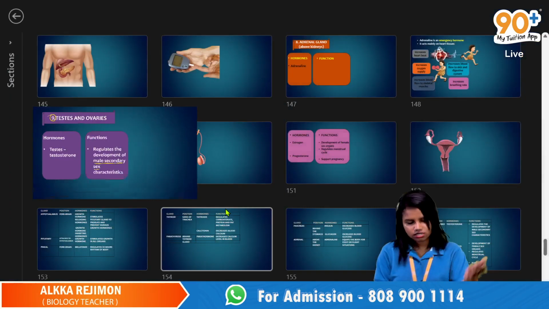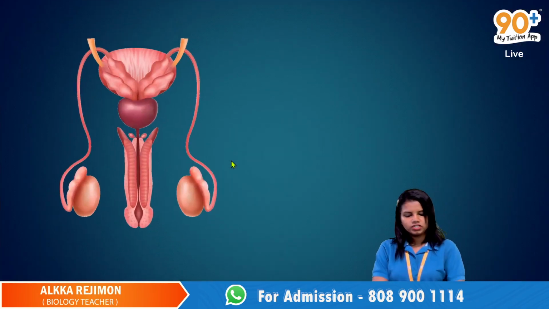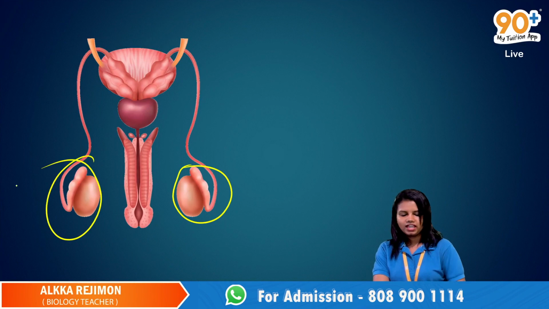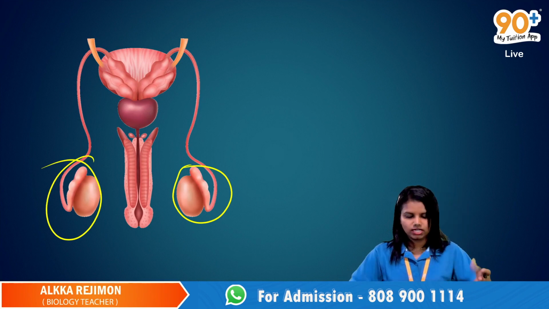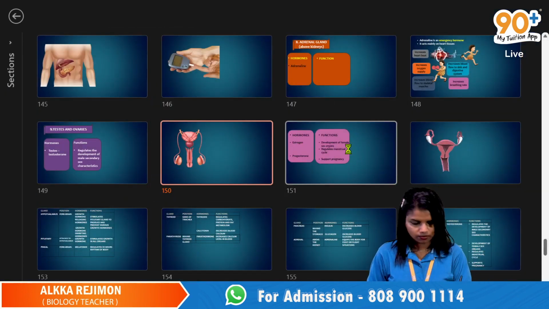That are your secondary sexual characteristics. So these are the testes. They are seen in a pair, and they are placed inside the scrotum, which is a sac-like structure outside the body, in order to protect the temperature maintenance and all.